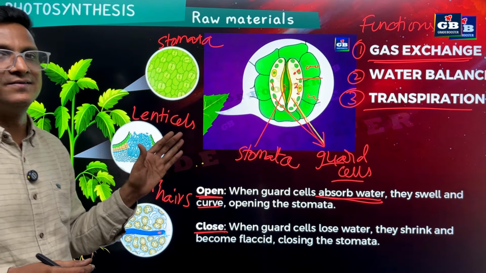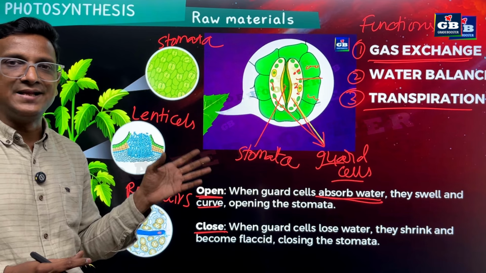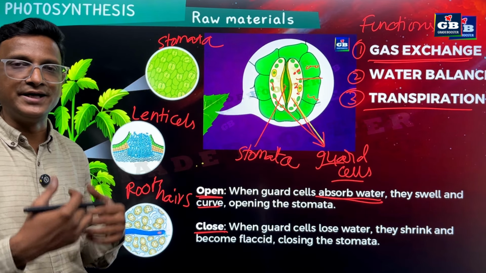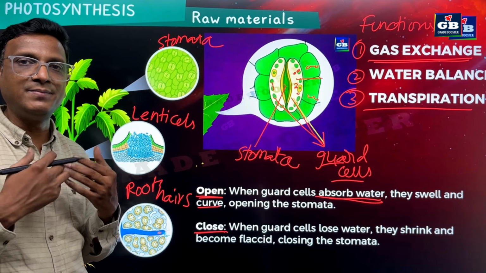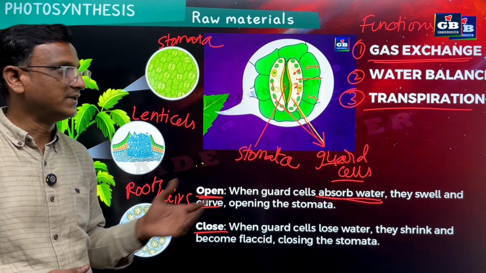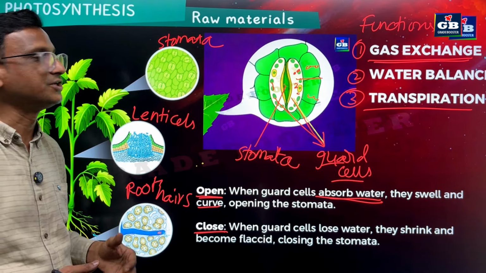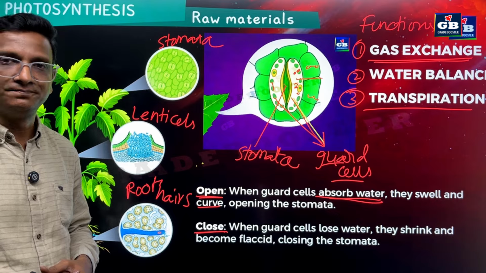So stomata play a very important role in plants. So why are we talking about this stomata? Because they help the plant in getting the carbon dioxide into its body, and at the same time they help the plant to release the oxygen into the atmosphere. So that is the role played by the stomata. What are the other roles? Water balance and transpiration. Right, children?